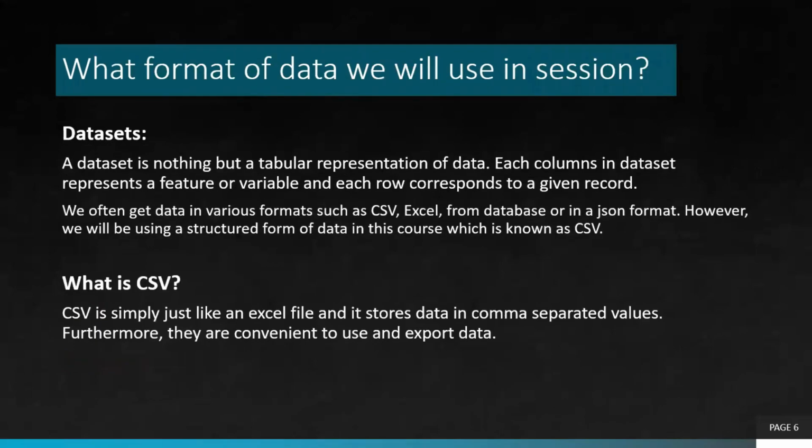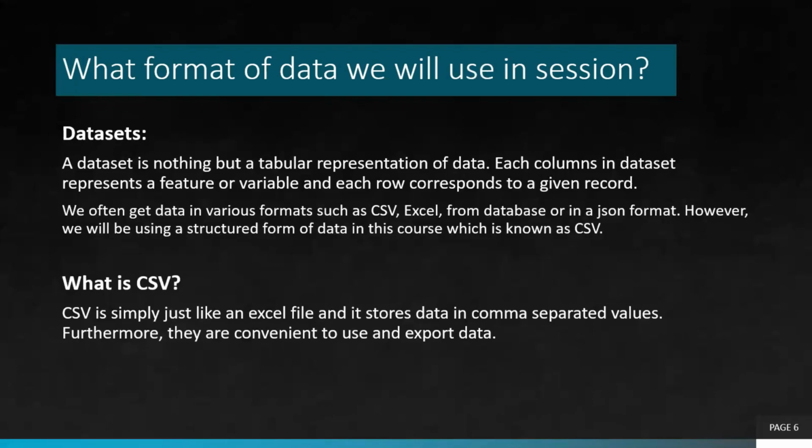Now you might be wondering what format of data we will use in this session and why. So first of all, let's see what a dataset is. A dataset is nothing but a tabular representation of data. Each column in a dataset represents a feature or variable, and each row corresponds to a given record. We often get data in various formats such as CSV, Excel, from a database, or in JSON format. However, we will be using a structured form of data in this course, which is known as CSV.